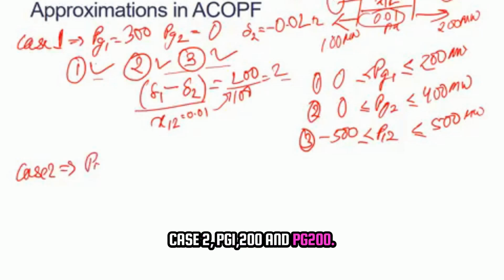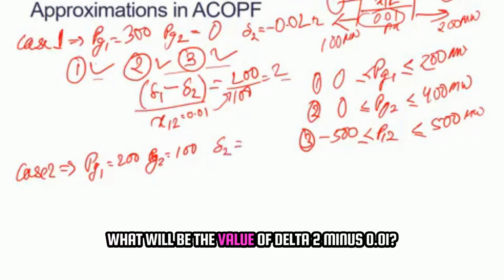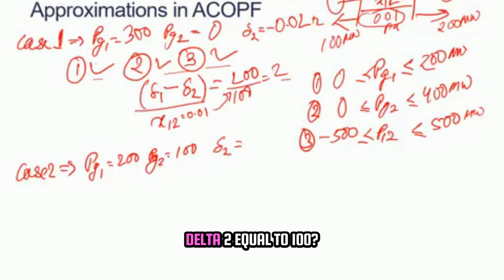PG1 200 and PG2 100. What will be the value of delta 2? Minus 0.01. Delta 2 equal to 100. Yes, 0 minus 0.01.